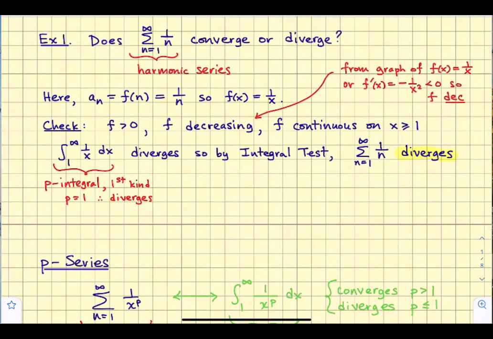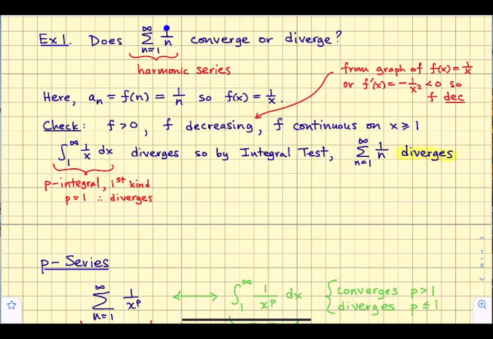Example 1. Does the sum from n equals 1 to infinity of 1 over n converge or diverge? It turns out that this series is kind of a famous series. It's called the harmonic series, and we'll talk about this more in just a little bit. For now, it's a series that we want to analyze the convergence or divergence of using the integral test. So here we need to set up what our a sub n is and what our f is, and then we want to check the hypotheses of the theorem and then see what the improper integral tells us.